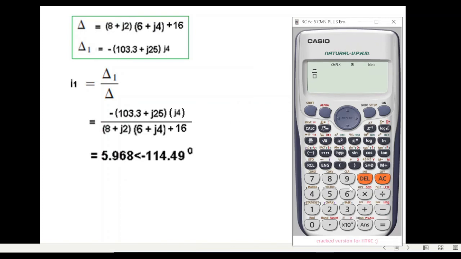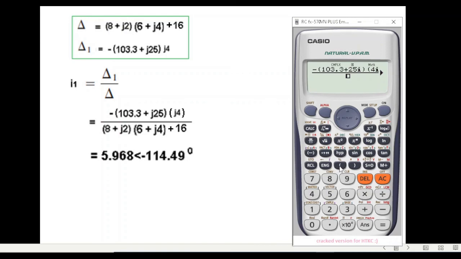So minus bracket 103.3 plus j25, that is 25 and I. This is I. So 25I, bracket close, then bracket j4. So bracket 4I. For j we write I. Okay, so the numerator part is complete. Now we move to the denominator. From here, press down. Okay, so we are in the denominator.